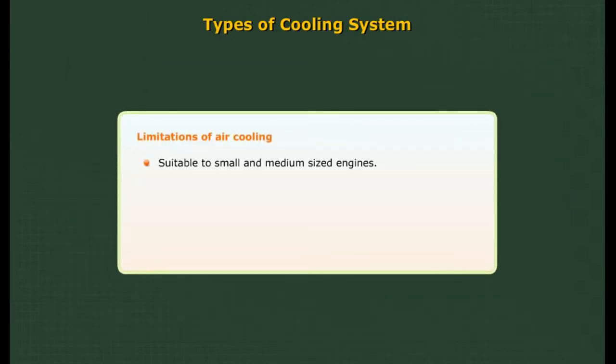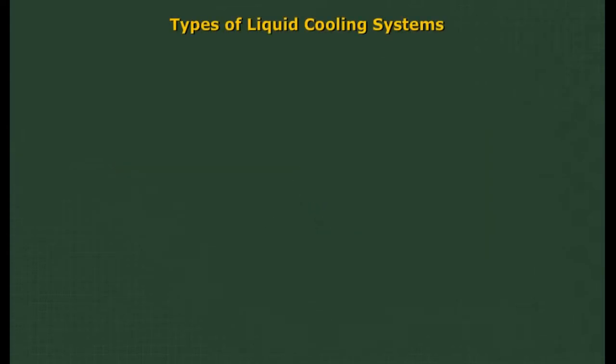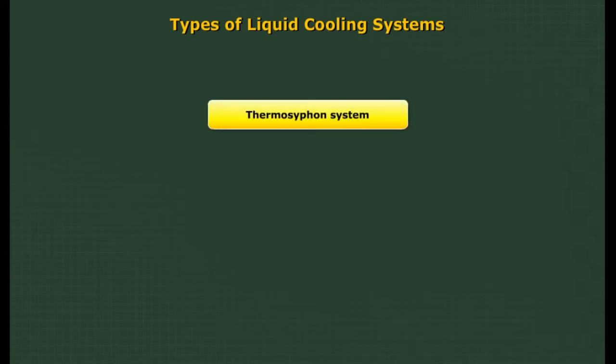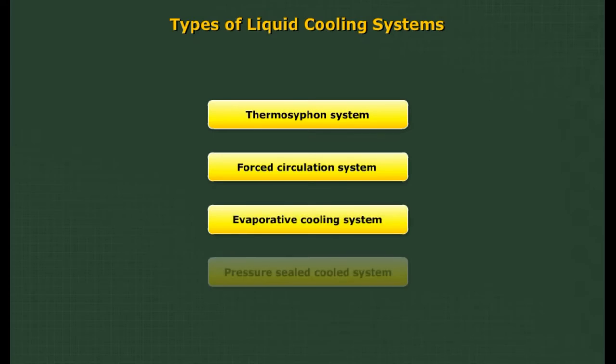Limitations of air cooling. Suitable for small and medium-sized engines. Higher working temperatures when compared with liquid cooling. Lower maximum allowable compression ratio. Cooling is not uniform. Types of liquid cooling systems. Thermosiphon system. Forced circulation system. Evaporative cooling system. Pressure sealed cooling system.